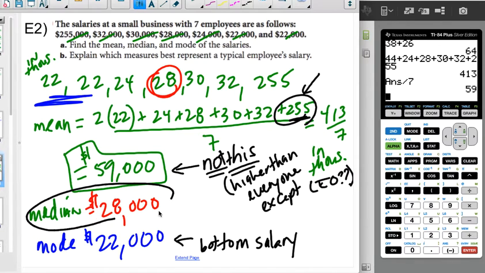This is probably the one that is the best representation, right? It's kind of in the middle of the value set numerically. It's not the highest salary, but it's also not the lowest, and it's not really impacted by that 255. So best representation, okay? So it's probably the 28,000.